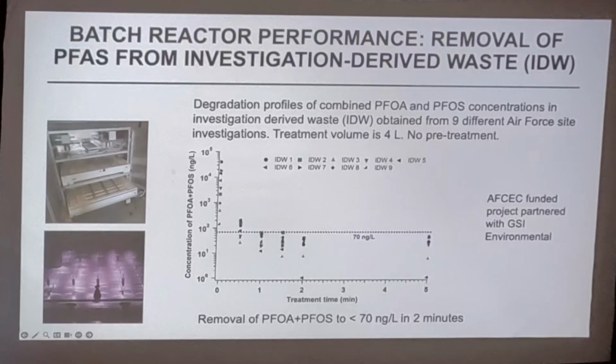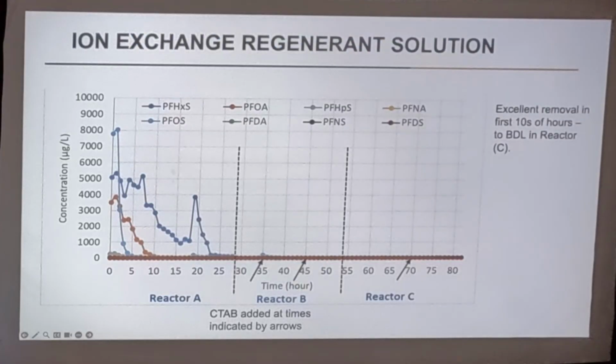And interestingly, this work was done probably five years ago. Here our required treatment goal was 70 nanograms per liter. As I mentioned, now they're 4 nanograms per liter. EPA is advocating that, at least before this prior administration.